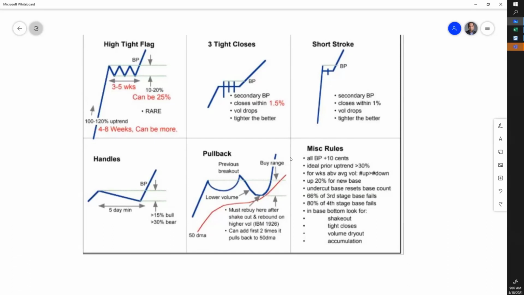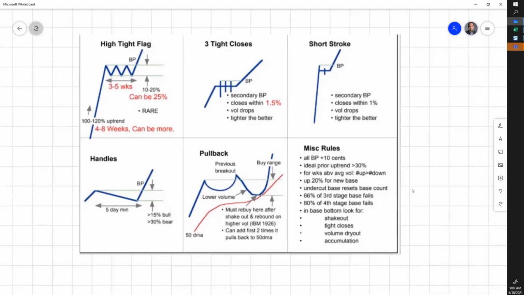Sorry. So ganun. So we'll try to cover that. And then, ano ba yung mga miscellaneous rules nila? So ito yung nabanggit ko na to, yung buy pivot mo, 10 cents, slightly above yung breakout point. Ideal uptrend before the base structure is around 30%. I'm not going to focus anymore on their rules kung paano nila binibilang yung volume because we have our own methodology for volume. Pero meron silang way of counting on their own volume.